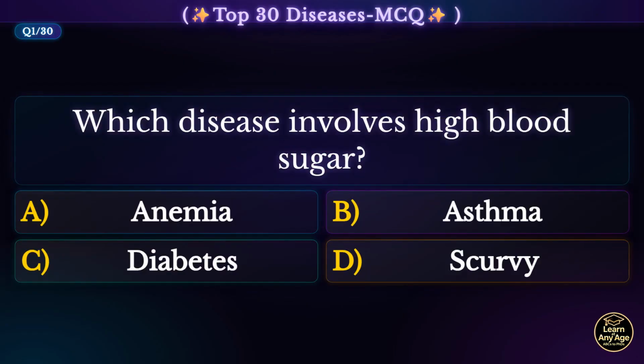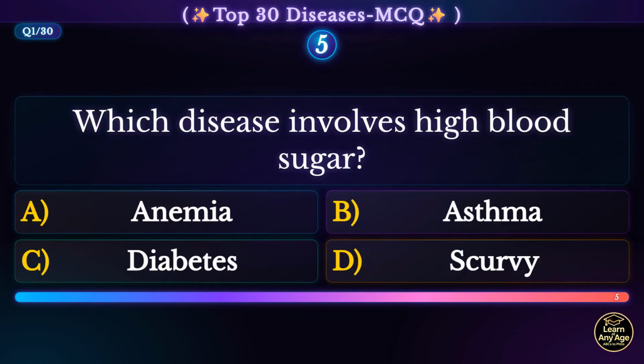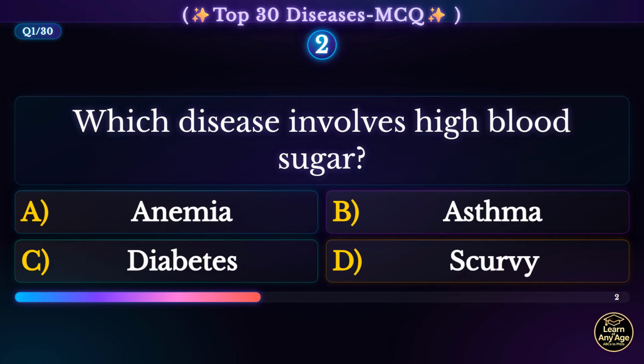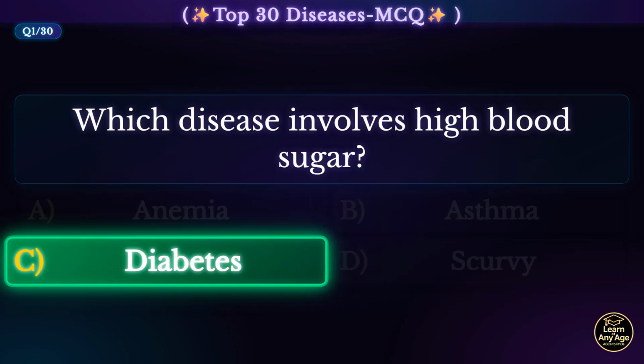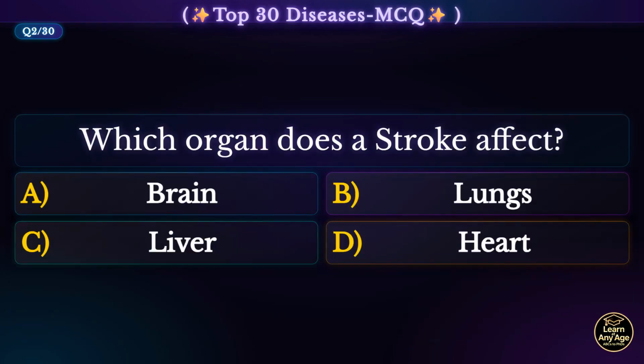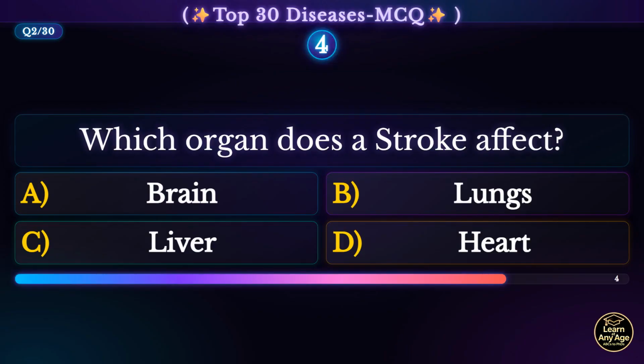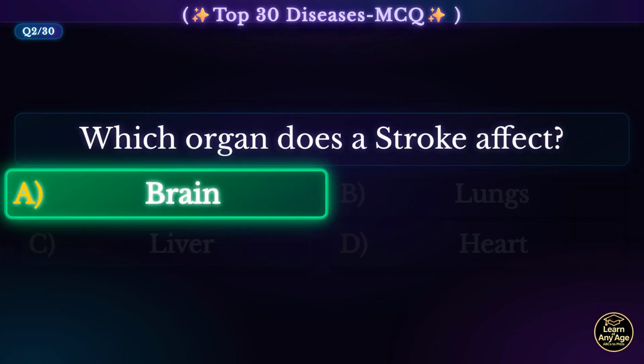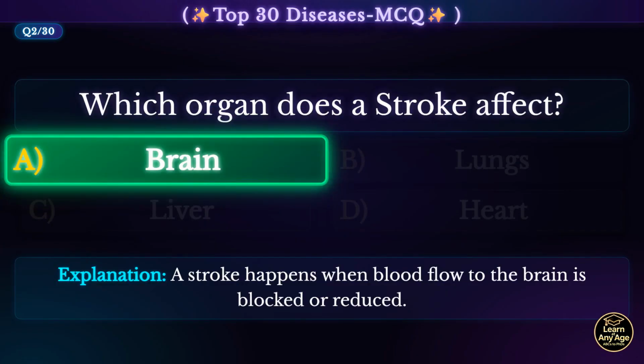Which disease involves high blood sugar? Diabetes. Diabetes happens when the body cannot properly process sugar in the blood. Which organ does a stroke affect? Brain. A stroke happens when blood flow to the brain is blocked or reduced.